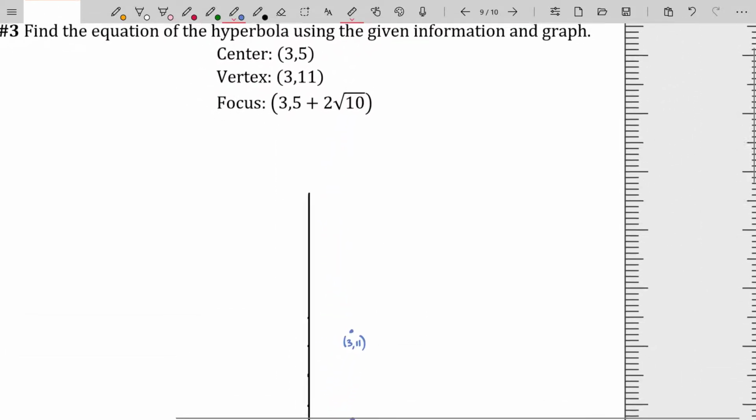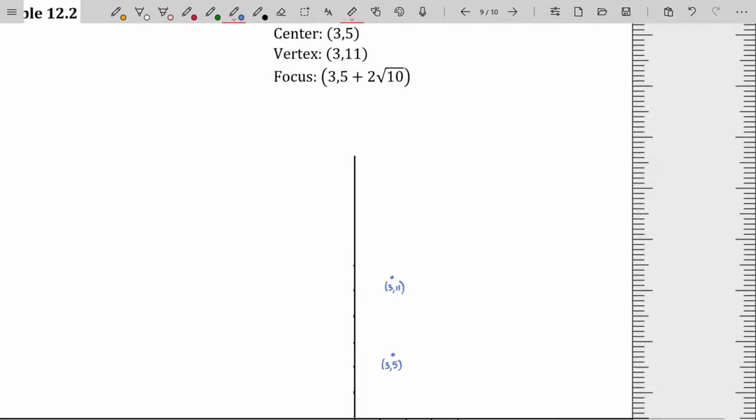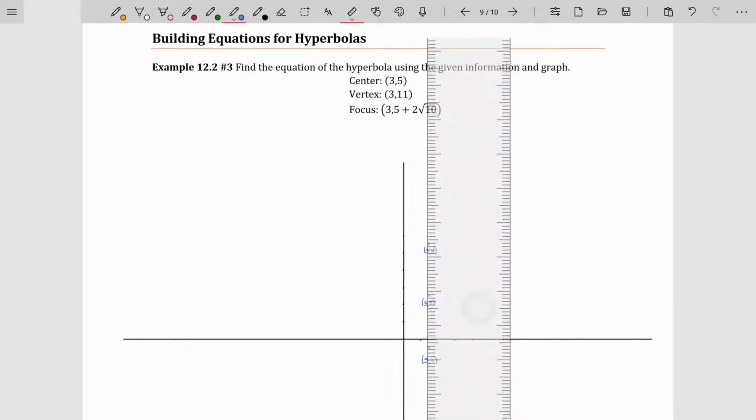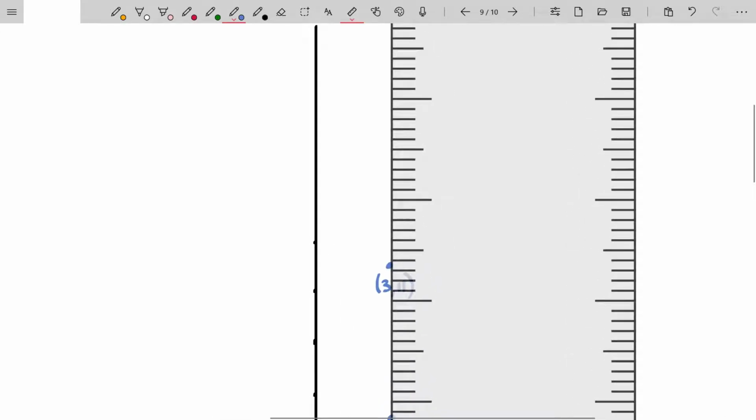Now, what else do we have? We have a focus at 3, 5 plus 2 root 10. To get it accurate on there, I'm going to grab a calculator and find out what 5 plus 2 times the square root of 10 is, so that at least I can figure out roughly what the y value for the focus is. It's roughly 11.3. So 3, 11.3. It's not going to be very far from that vertex.